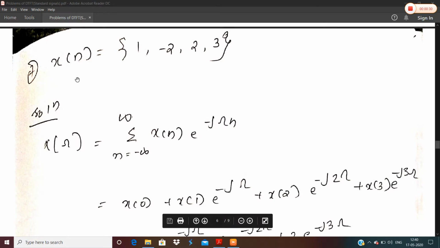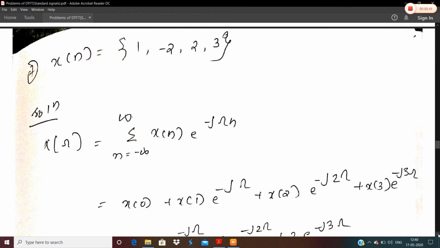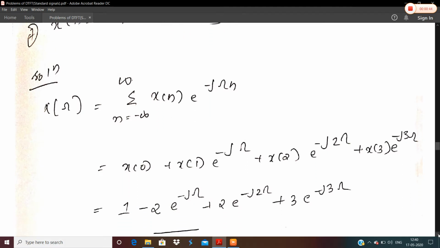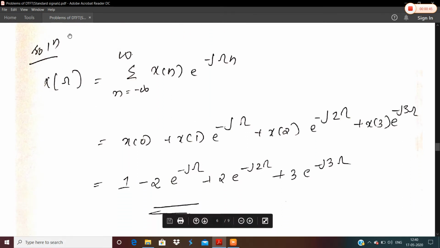The question is, find the DTFT of the discrete time signal x of n is equal to 1, minus 2, 2 and 3. So this is actually a direct application problem where you just need to apply the formula directly. And we know that the formula for X of omega is given by sigma n is equal to minus infinity to plus infinity x of n e raised to minus j omega n.